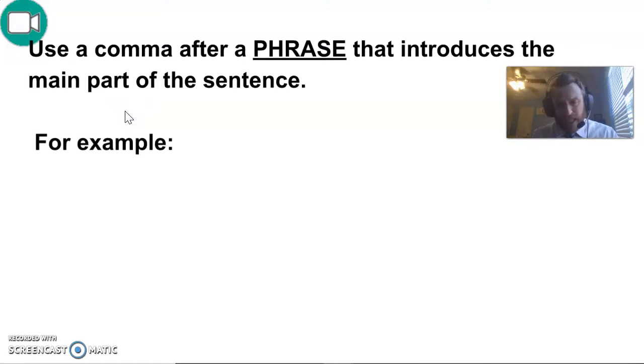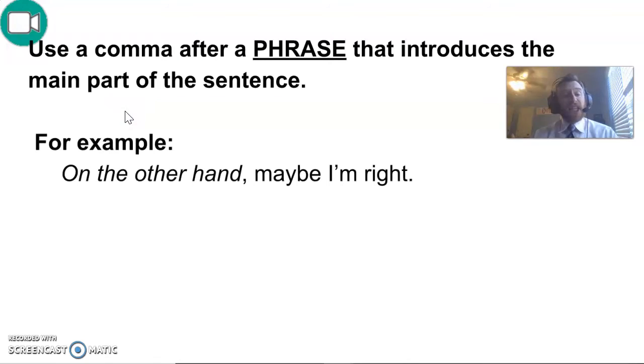It's saying before. Or I could say on the shelf. In that case, again, I've got my noun, shelf, but I don't have a verb, but it is telling me where. It's saying on. So a phrase could either have a noun but no verb, a verb but no noun, or neither, but it's probably going to be a prepositional phrase. If I gave you an example, I could say, on the other hand, comma, maybe I'm right.